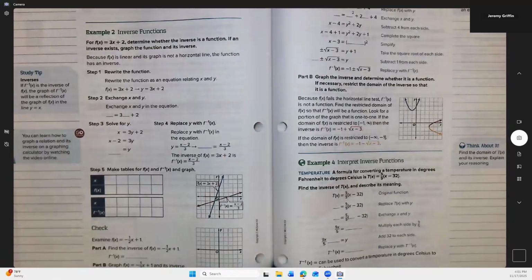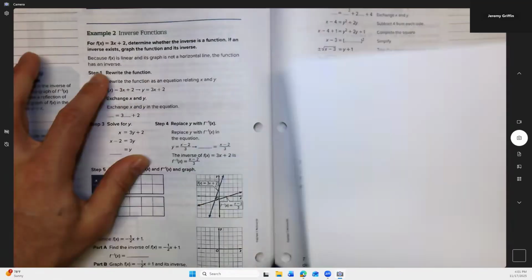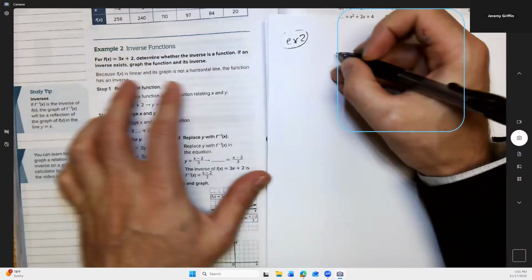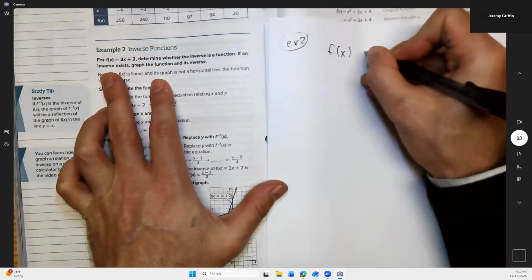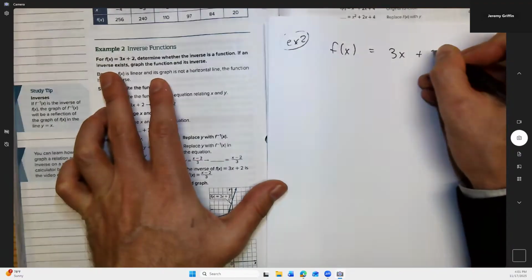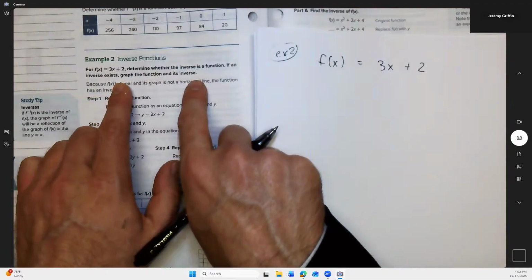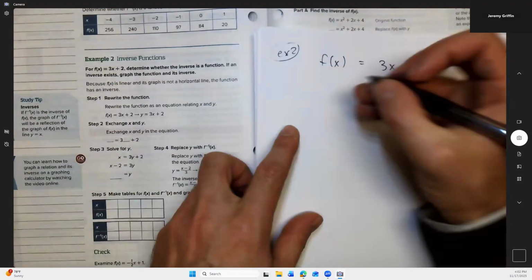Next, example 2. Inverse functions. We've got f of x is 3x plus 2. What do they want us to do with this? Determine whether the inverse is a function. If it exists, graph the function and its inverse. Yeah, we can do that.